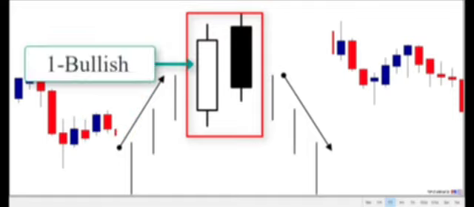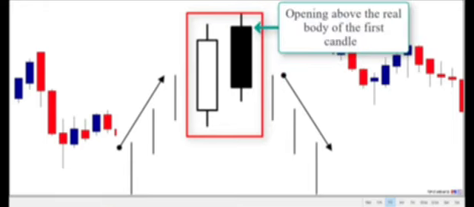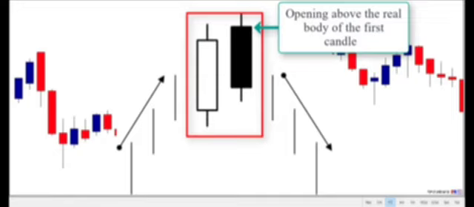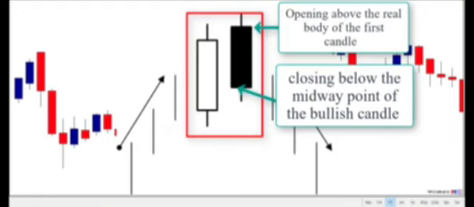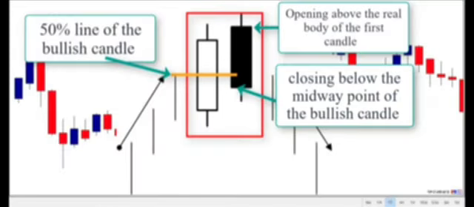The first candle has a bullish real body continuing the trend in the upwards direction, and the second candle is a bearish candle opening above the real body of the first candle. So price in the bullish candle here closes here and then opens at a higher price here. It's better if the open gaps up above the high point or above the tip of the shadow here of the first bullish candle. The second candle closes down below the midway point of the first candle. As you can see here, the 50% line marks the midpoint between the open and the close of the bullish candle. The second candle must close below that point.